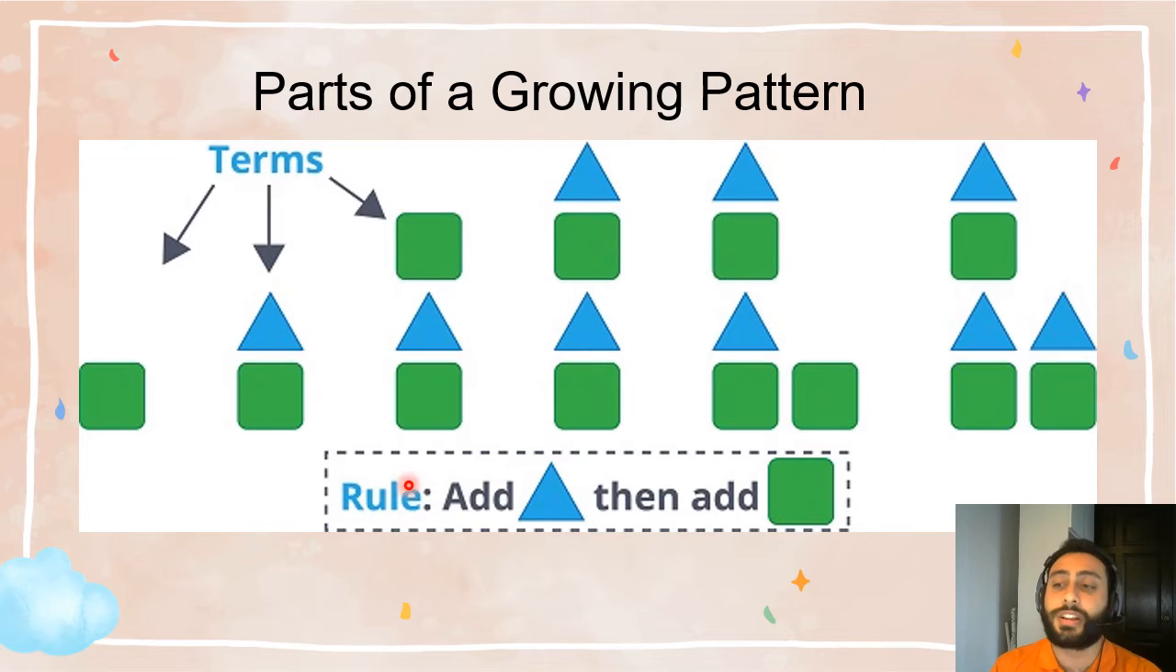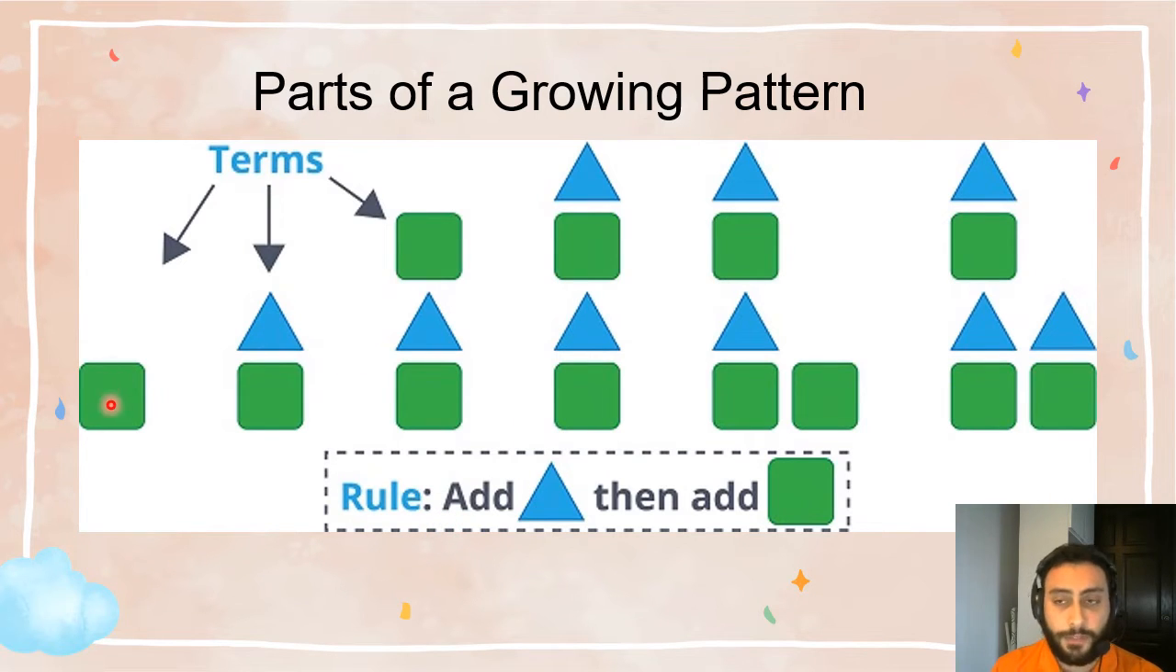All right, let's look at this one. This one is different. It's a shape, right? So first we have square, square, triangle. Square, triangle, square. Square, triangle, square, triangle. You see, it keeps getting bigger and bigger. It's growing. But how is it growing? The rule is that it's add triangle.